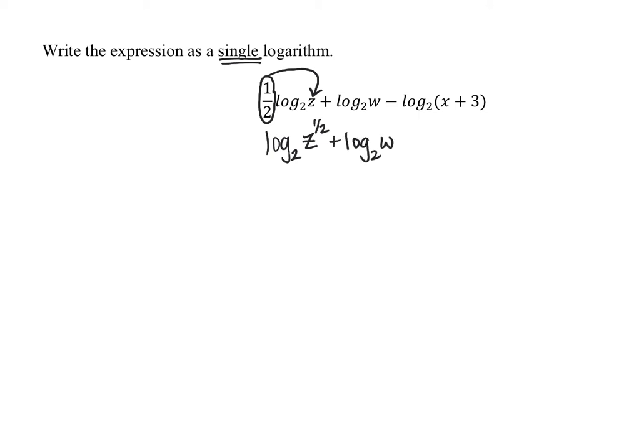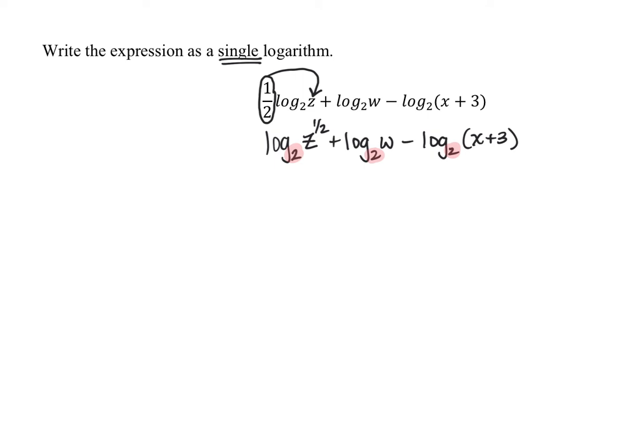As you become more comfortable with the properties, you may feel comfortable using all of them at one time, but I'm going to show each step in this example. Now, looking at these 3 logarithms, it's important to realize that they are all log base 2, and that's why we're allowed to use the properties of logs to condense them into a single log.